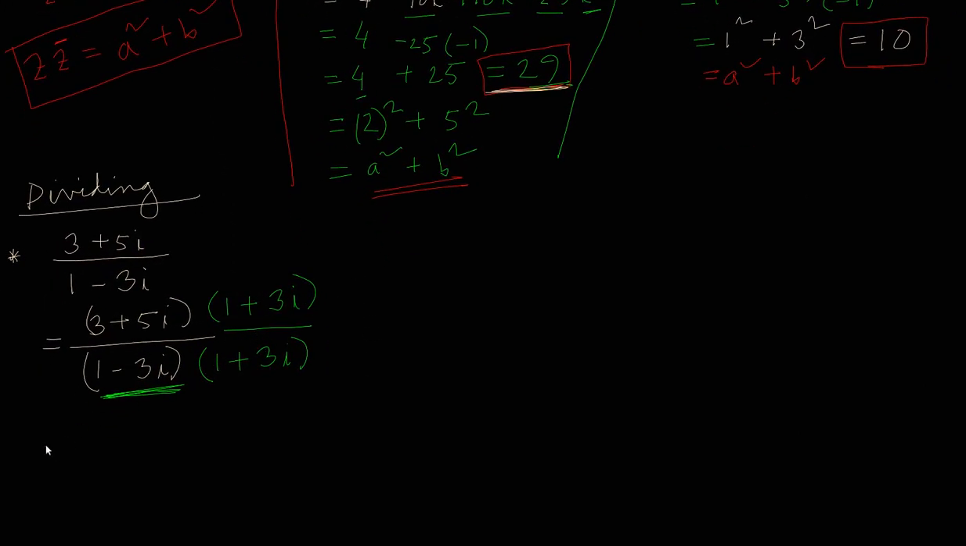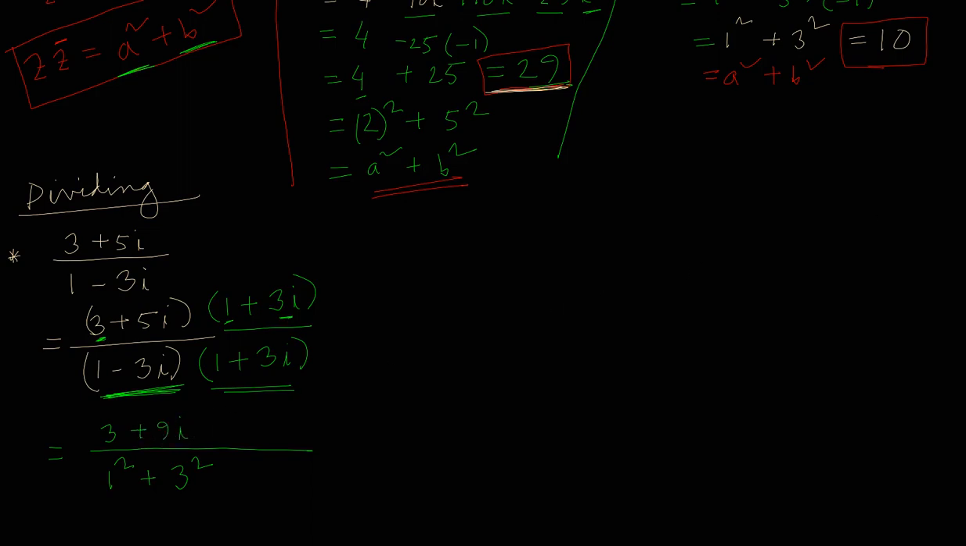Now this is a complex number with its conjugate, so when I multiply, I get a square plus b square. In this case, a is 1, so 1 square plus b square, which is 3 square. That is the denominator. For the numerator, we are going to use the FOIL method. So 3 multiplied by 1 is 3. 3 multiplied by 3i is plus 9i.